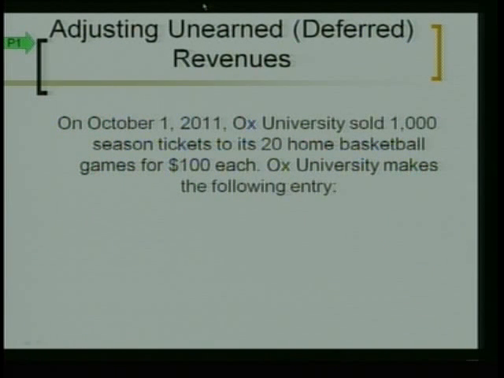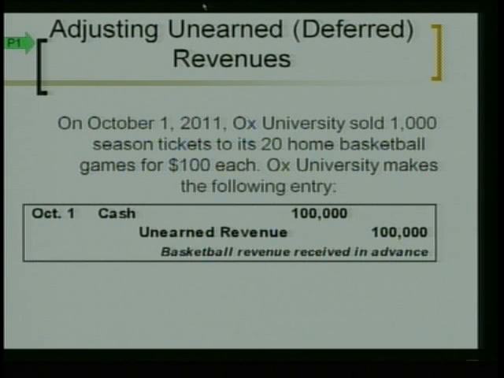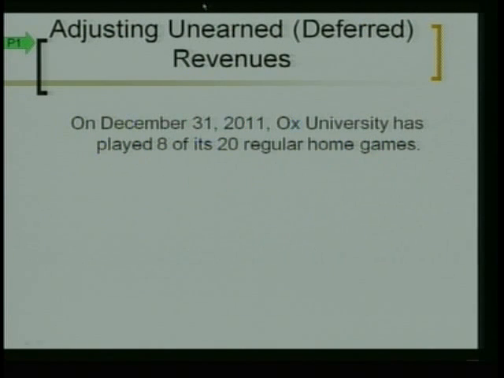On October 1, 2011, Ox University sold 1,000 season tickets to its 20 home basketball games for $100 each. Now, they made the following entry when they recorded this. This is not the AJE. We know that because it's not the last day of the period and there's cash involved. But when they got that $100 times 1,000, they got cash of $100,000 and they credited unearned revenue, which is a liability. Are you with me?